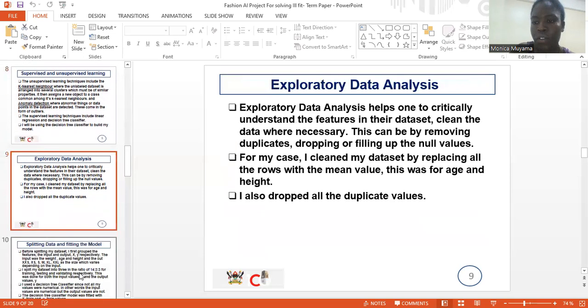Exploratory data analysis. Exploratory data analysis helps one to critically understand the features in the dataset and clean the data where necessary. This can be done by removing duplicates, dropping or filling up the null values. In my case, I cleaned my dataset by replacing all the null rows with the mean value. This was for age and height. I also dropped all the duplicate values.